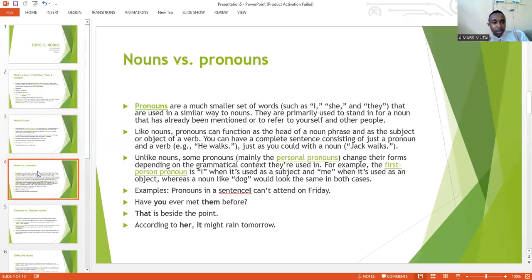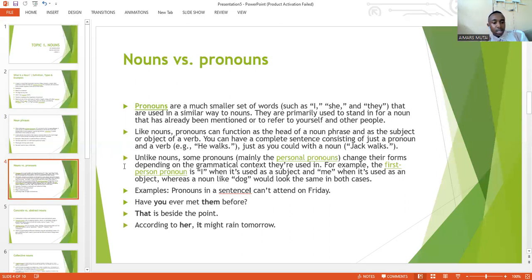Now let's see nouns versus pronouns. Pronouns are a much smaller set of words such as I, she, and they that are used in a similar way to nouns. They are primarily used to stand in for a noun that has already been mentioned or to refer to yourself and other people. Like nouns, pronouns can function as the head of a noun phrase and as subject or object of a verb. You can have a complete sentence consisting of just a pronoun and a verb, like He walks, just as you could with a noun, Jack walks.